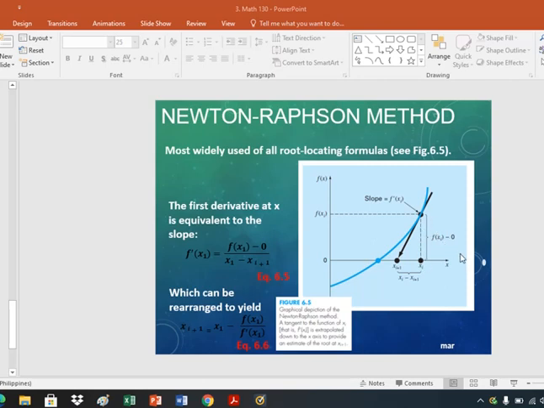So let's take this side first, f of xi minus 0. Then on the x side, xi minus xi plus 1. Okay, so that is the slope, or tangent theta is equal to y over x. Okay, which can be rearranged to yield, let's move this to the other side.